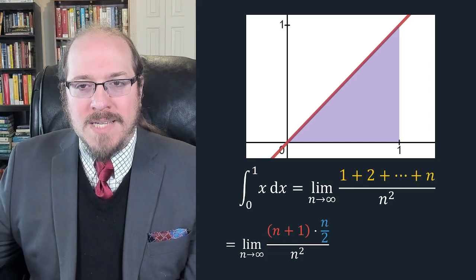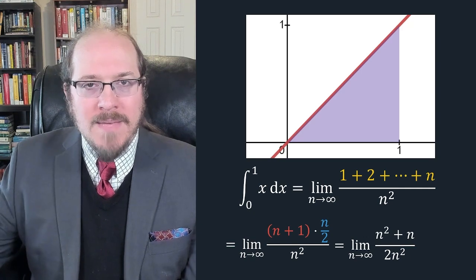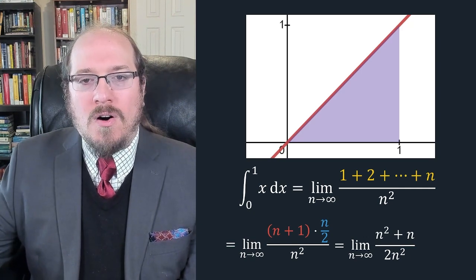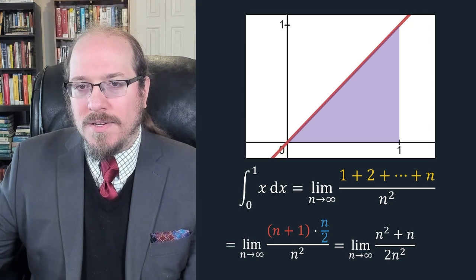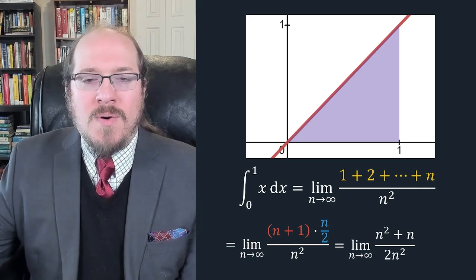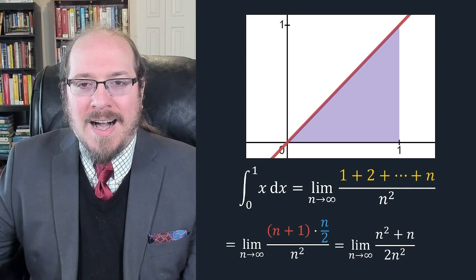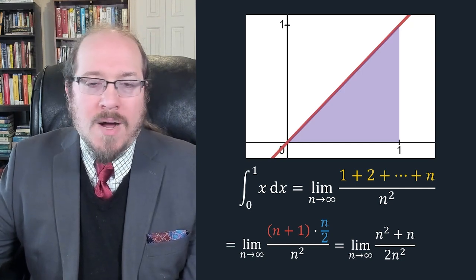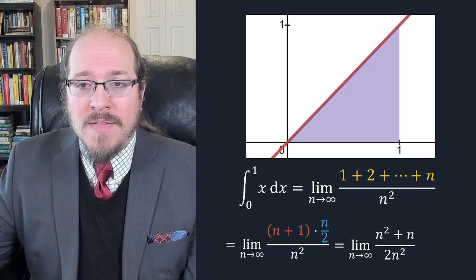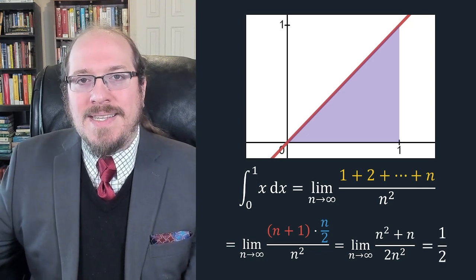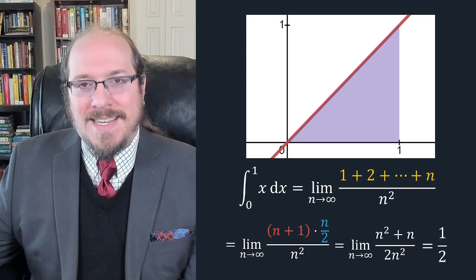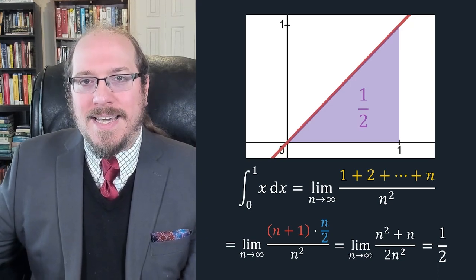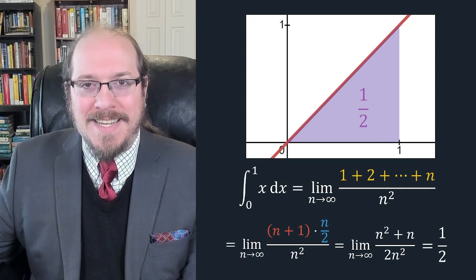So if we clean things up a bit algebraically, we're taking the limit as n approaches infinity of (n squared plus n) over 2n squared. And we also know how to compute that limit. Either multiply the numerator and denominator by 1 over n squared, or just drop everything but the leading terms, but either way, you should find that the limit is indeed 1/2, which is exactly what we expected for the integral from 0 to 1 of x dx. It checks out. We did it.